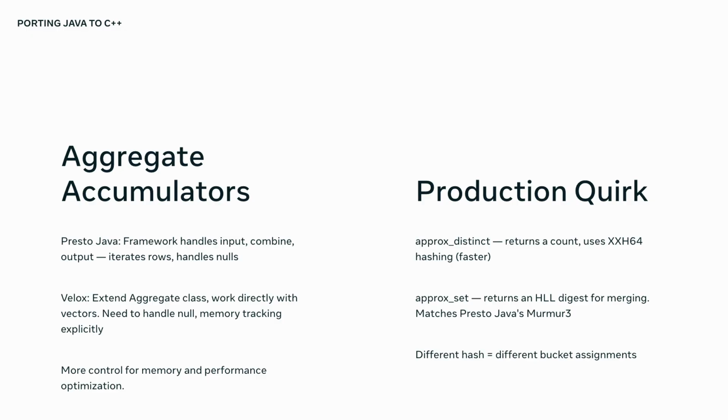In Presto Java, this is relatively easier because the framework handles inputs, outputs, combinations, nulls, and it iterates through rows. On Velox, there's a good framework to do this, but it's slightly more difficult because you're working with data at a lower level. With vectors, you need to handle nulls, memory tracking, etc. So this can create more bugs, and there is scope for crashes.